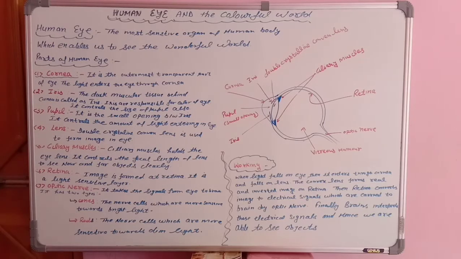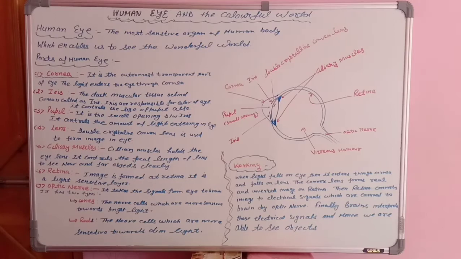Students, every one of you knows what the human eye is and how it looks, and you have studied about the human eye in your lower classes also. So today we'll study in a little more detail the different parts of the human eye and how it works. Okay, so let us start chapter number 4. The name of the chapter is Human Eye and the Colorful World.